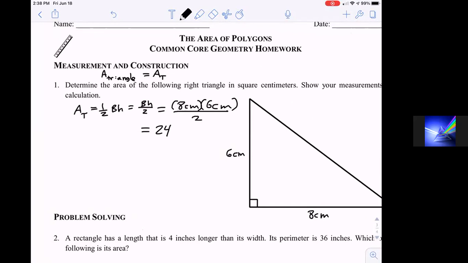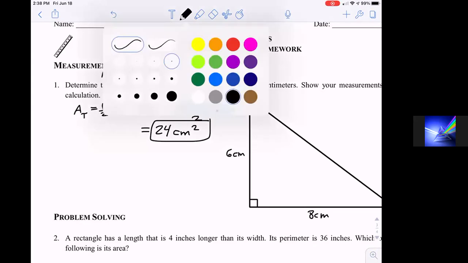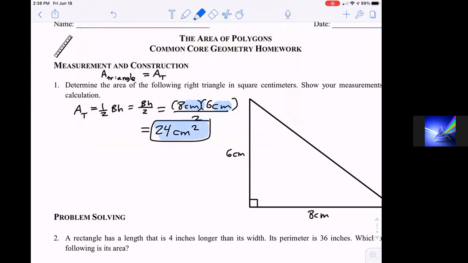Now, 24 is the answer, but you also have to go centimeters times centimeters to get the unit of area, which is square centimeters. Now, it's funny because you look at that answer and you say, well, it's written as centimeters squared. Yes, it's written as centimeters squared, but the unit is called, the way you would say this unit is, square centimeters.